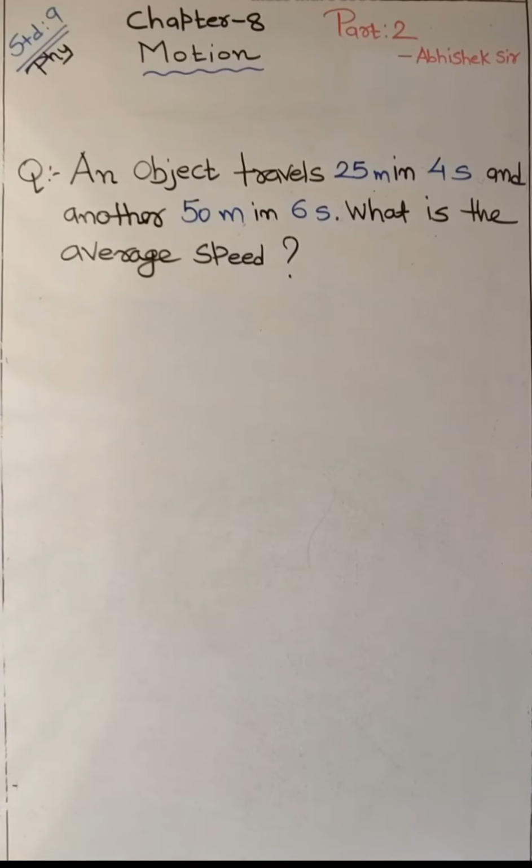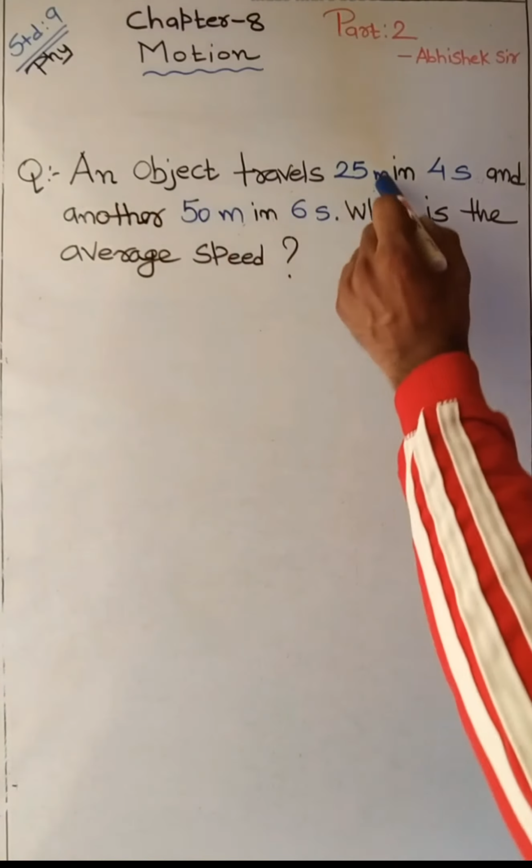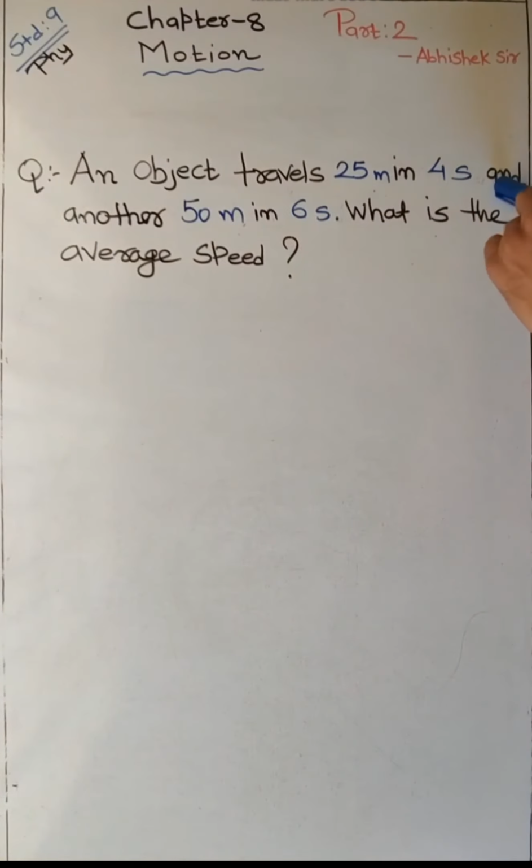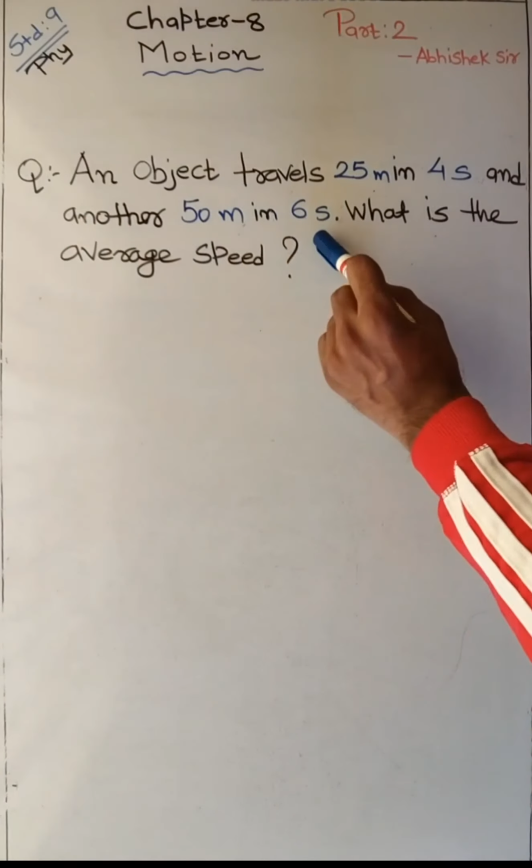So a similar question is kind of homework for you. Again, in continuation, you will be solving this. An object travels 25 meter in 4 seconds and another 50 meter in 6 seconds. What is the average speed?